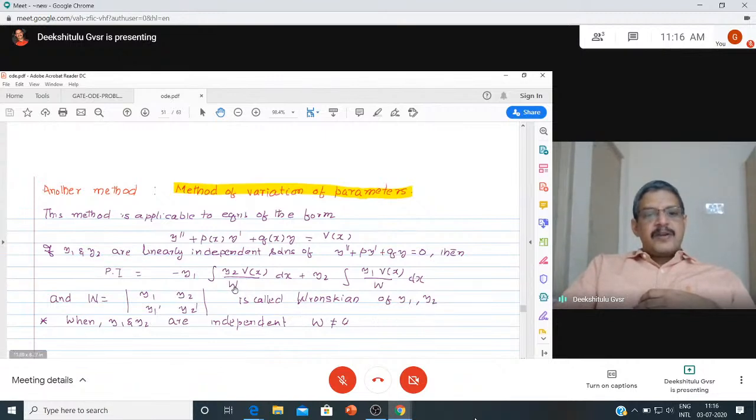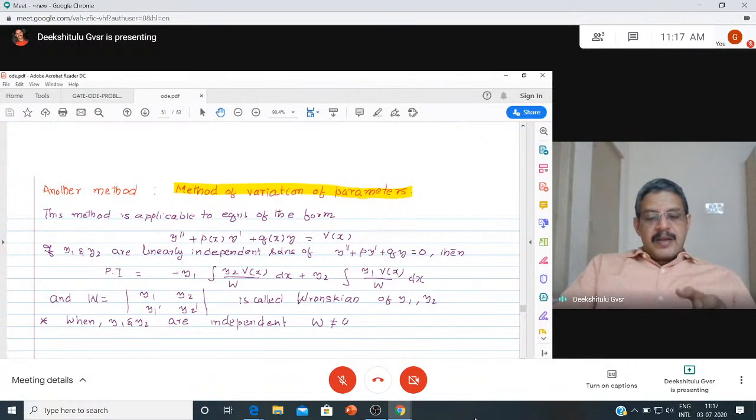When y1 and y2 are linearly independent, as said here, this Wronskian is not equal to 0. That's why W is in the denominator. What happens if W is equal to 0? Then your particular integral does not exist. Then what is my guarantee? Because I said y1 and y2 are linearly independent, the Wronskian is never 0 because of this property.